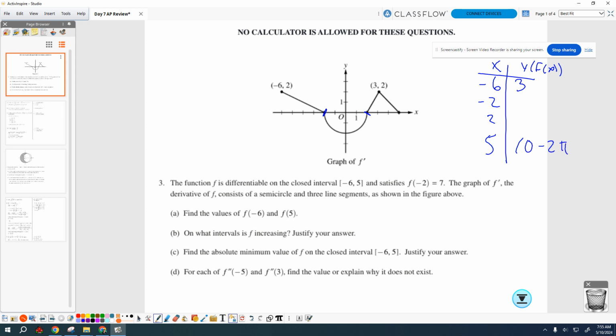Which one of those is bigger? 10 minus 2 pi or 3? Which one's bigger? 10 minus 2 pi? Okay, because 2 pi is 6 and change, but it's not 7, so okay. Then what about the negative 2 and the 2? Negative 2 is 7, and then 2 is 7 minus 2 pi. Yeah.